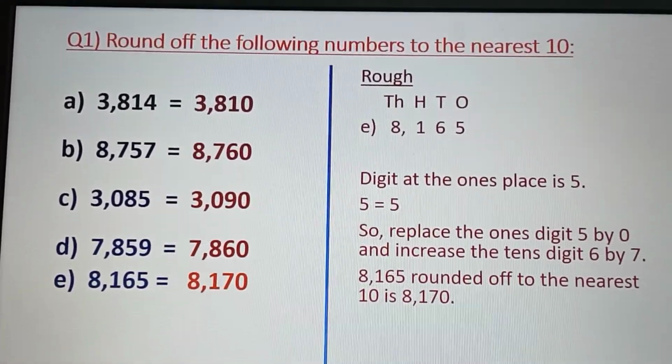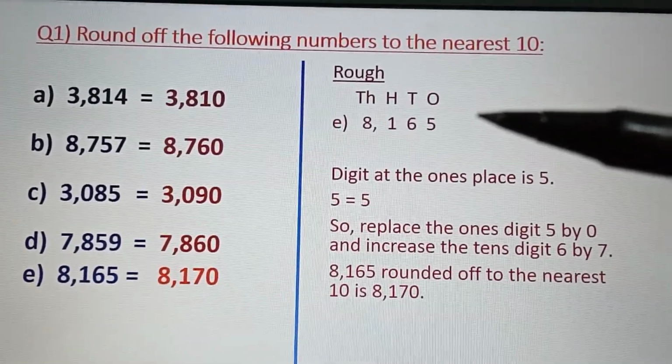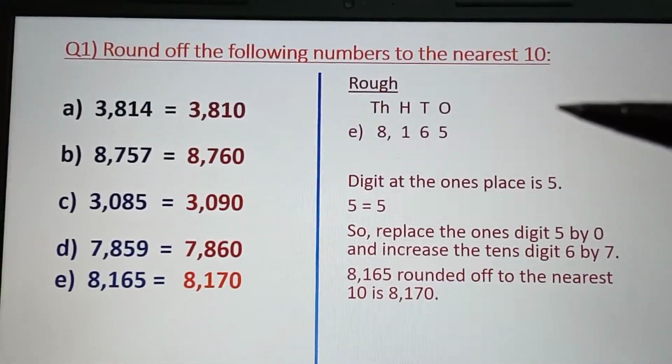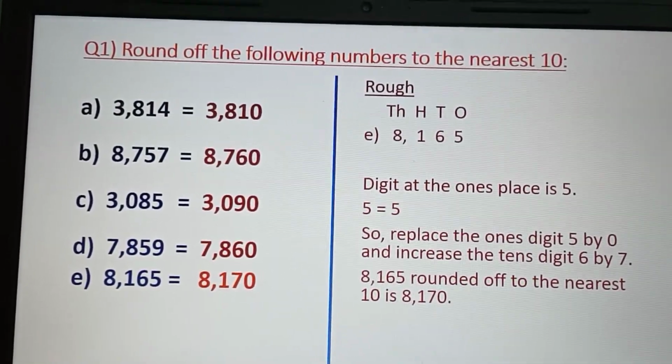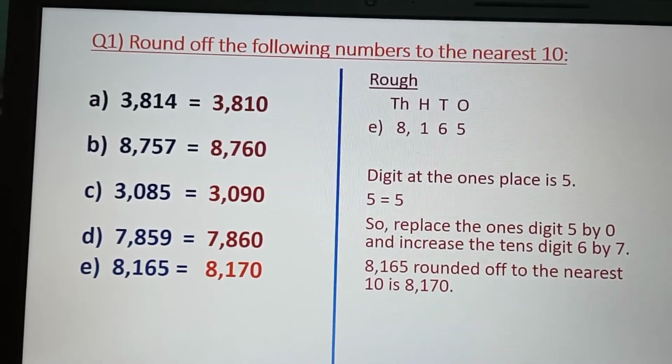Here, children, we are just checking the digit at the ones place. If it is less than 5 we follow rule number 1, and if it is equal to 5 or more than 5 we follow rule number 2. You just copy all these things in your notebook, children.